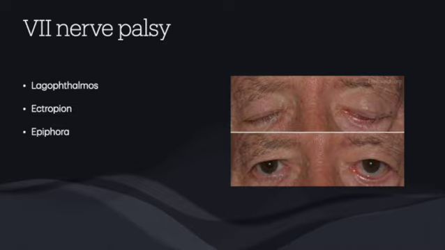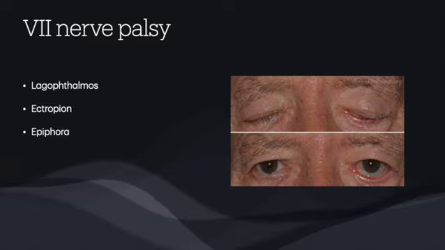In seventh nerve palsy, due to paralysis of orbicularis muscle, there will be lag ophthalmos and ectropion, and due to failure of the Horner's muscle and lacrimal pump, which results in epiphora.